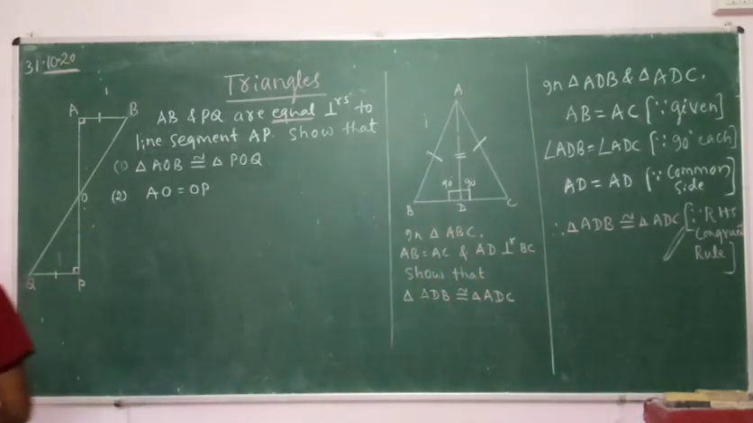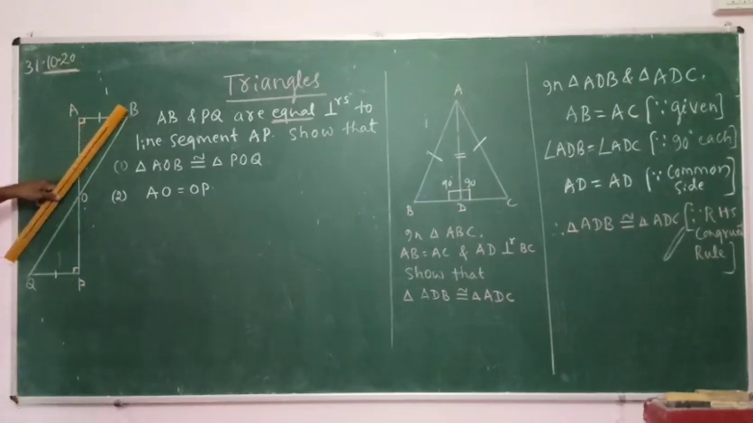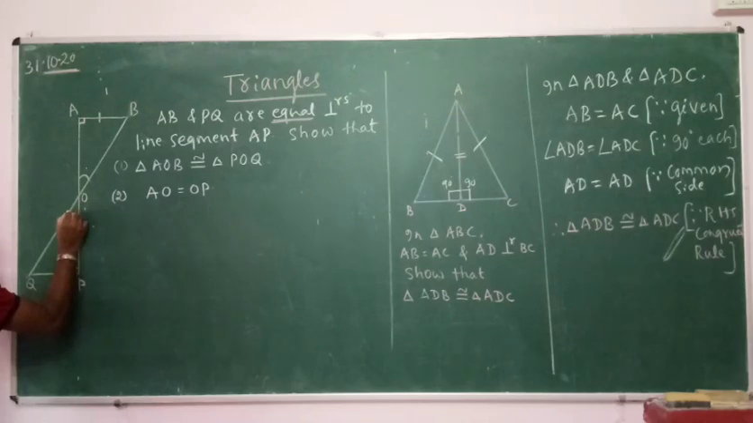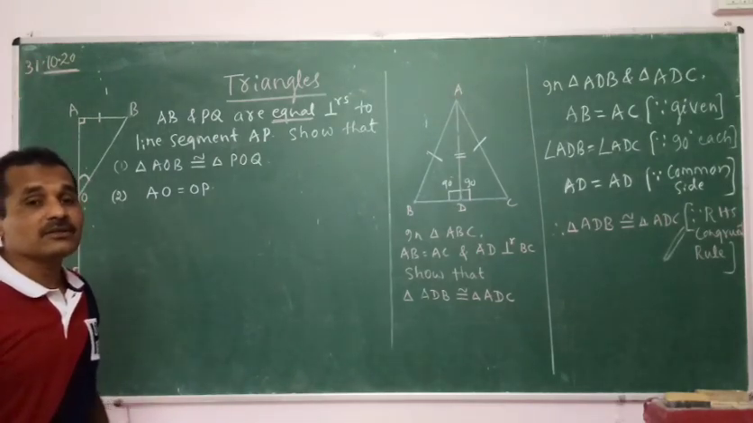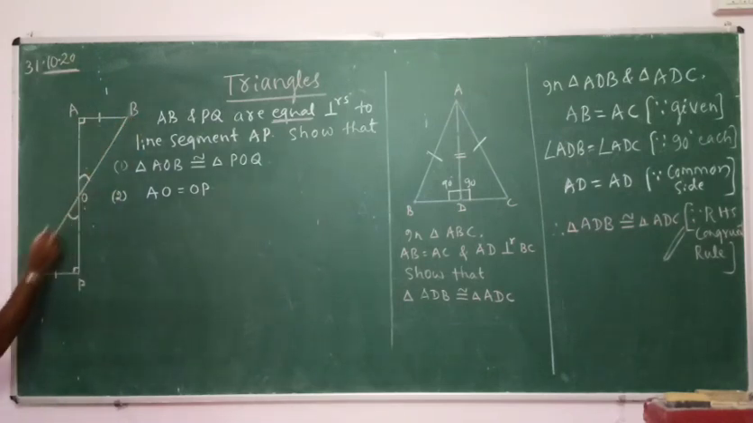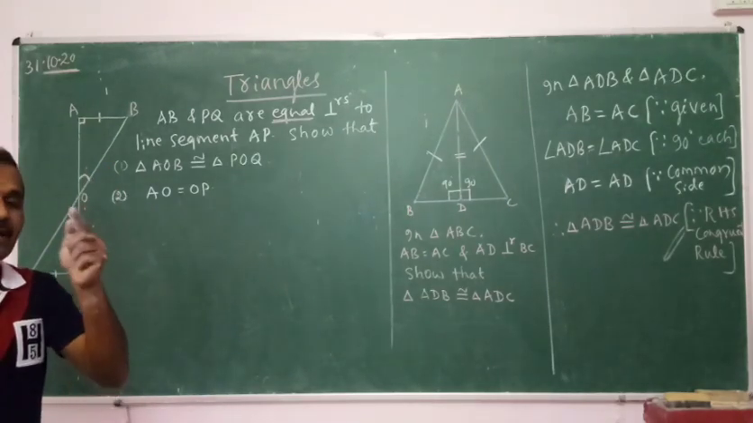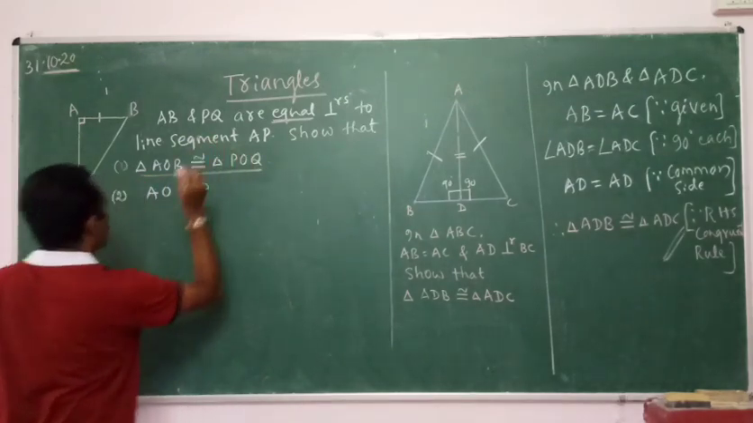My dear children, this is one line segment. This is another line segment. You know that when two line segments intersect, the angles formed opposite to each other are called vertically opposite angles, and they are always equal to each other. That means you can say angle AOB and angle POQ are equal to each other. With that, we got three things, and we can prove that the triangles are congruent. We'll prove it first. Show that the triangles are congruent. Let me start.